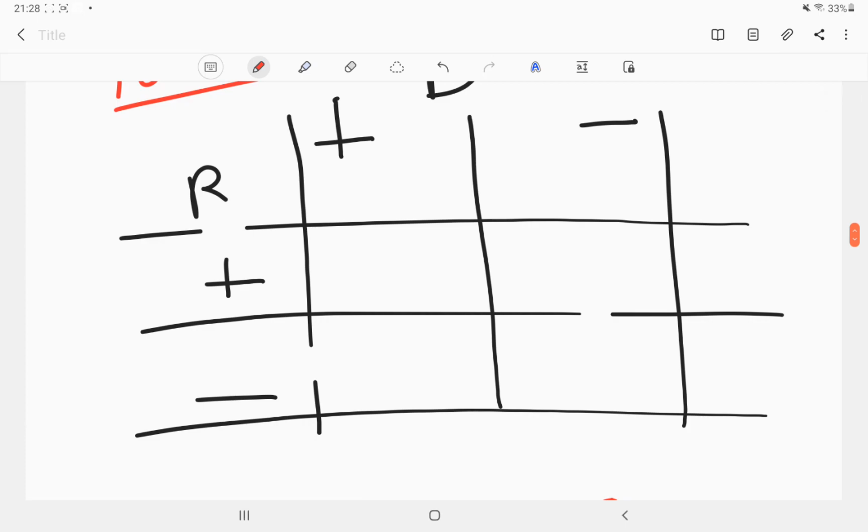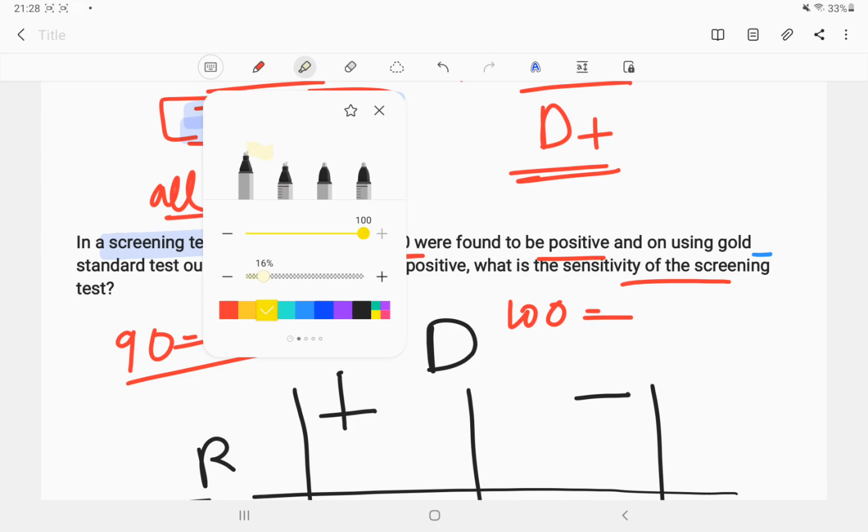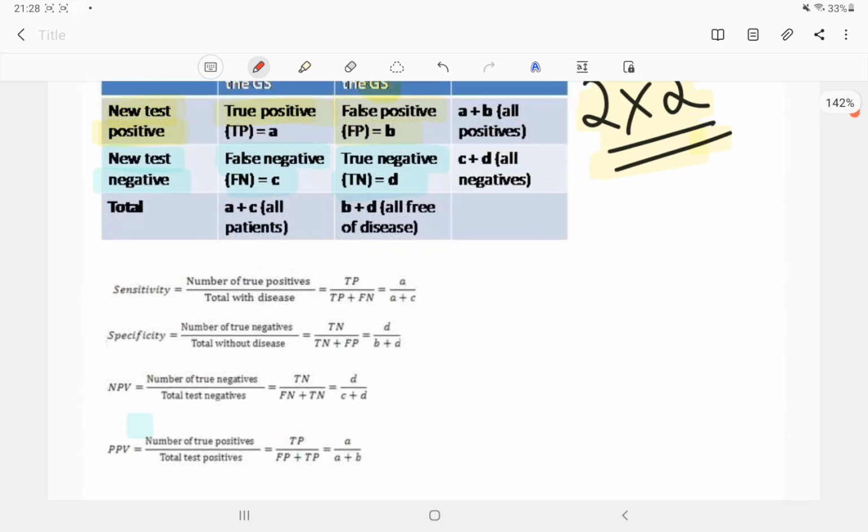Now, if you are still confused, I'll repeat it for you. So screening test was done on 1000 people, okay, and 90 were found to be positive, which is the true positive. And on using gold standard test out of 1000, 100 were found to be positive. अब gold standard का मतलब ये होता है कि it is correct, like the results will be correct. अगर 100 positive हैं तो वो 100 के 100 क्या होंगे? Diseased होंगे. वो सारा का सारा diseased population को filter out करता है एक golden standard test. Okay, like we just talked about in the previous slide.